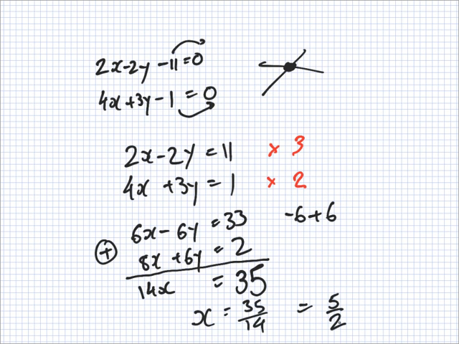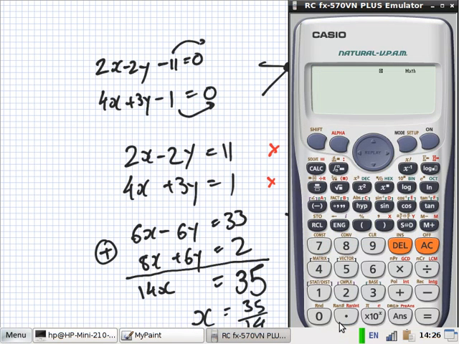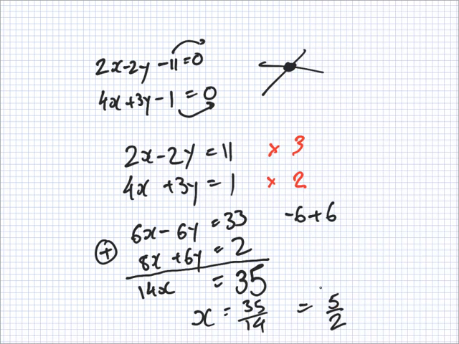I mean, that could be the right answer, but I want to check that it's right. So, I know your calculator can do it, but this one here can as well. If I type in mode 51, I can check my answer by typing in the equation. 2, minus 2, 11. 4, 3, 1. Yeah, I'm right. It is 5 over 2 for the first one.